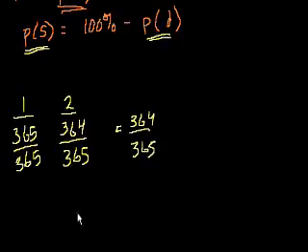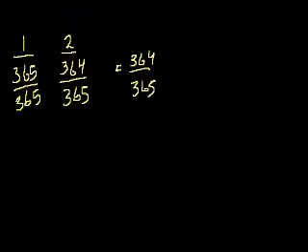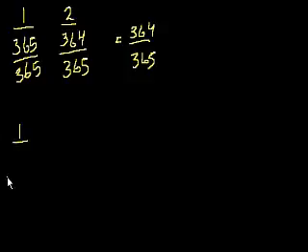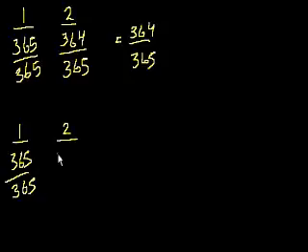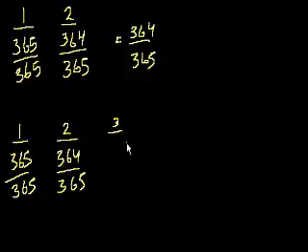over 365, right? Now, what happens if we had 3 people? So first of all, the first person could be born on any day. Then the second person could be born on 364 possible days out of 365. And then the third person, what's the probability that this third person isn't born on either of these people's birthdays? So 2 days are taken up, so the probability is 363 over 365.